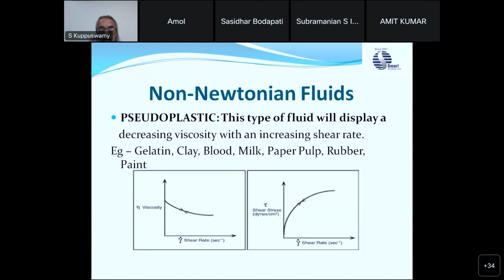The graph tells about what is pseudoplastic. This type of fluid will display a decreasing viscosity with an increasing shear rate. For example, gelatin, clay, blood, milk powder, paper pulp, rubber, etc. So this is viscosity versus shear rate. It decreases with increase of shear rate. This is shear stress versus shear rate. It increases with respect to shear rate.